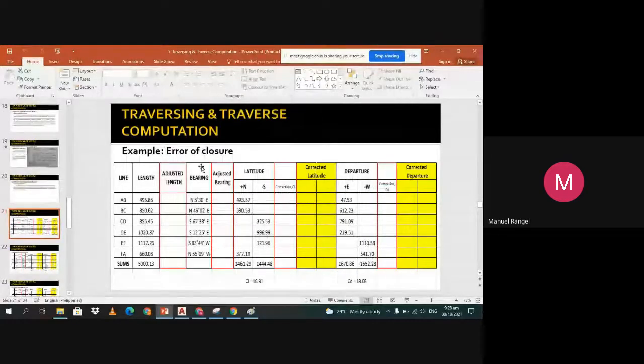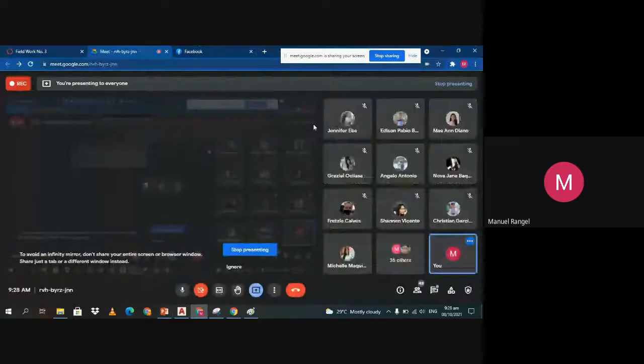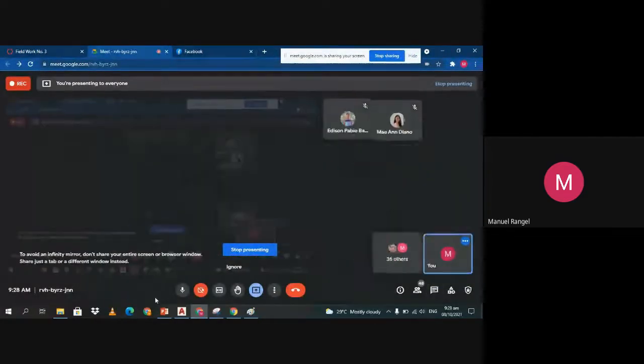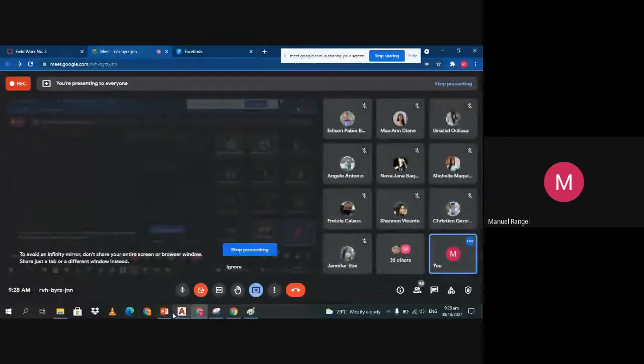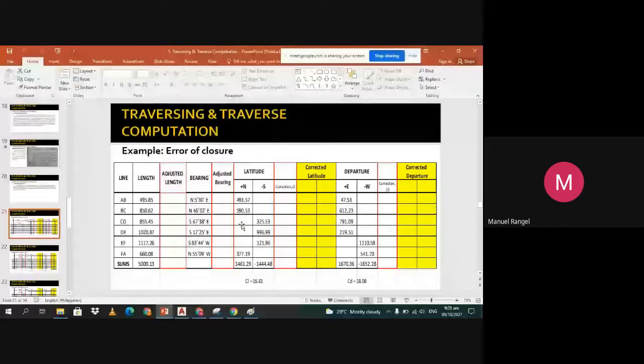So here we have an example. Computation of the adjustment of the error of closure using the compass rule. Okay, error of closure. So, you know naman how to compute the latitude, no? That is cosine of the bearing multiplied by the length. So, 495.85 times cosine of 5 degrees, 30 minutes. So, 493. So, northeast. So, latitude and departure.